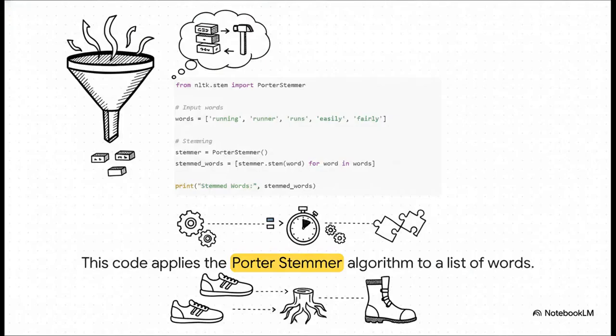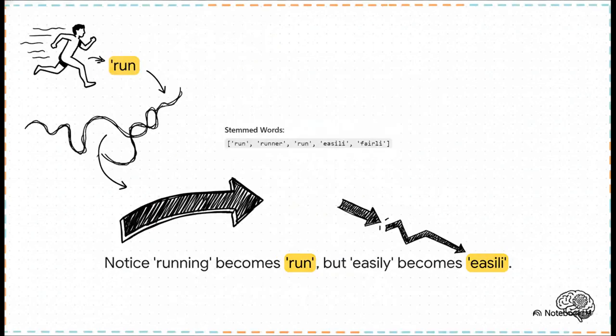All right, so here we're using a classic stemming algorithm. It's called the Porter stemmer, and we're going to feed it a list of words with different variations, words like running and runs, but also some adverbs like easily and fairly. Now look at the output here. For running and runs, it works perfectly. They both become run. Awesome.